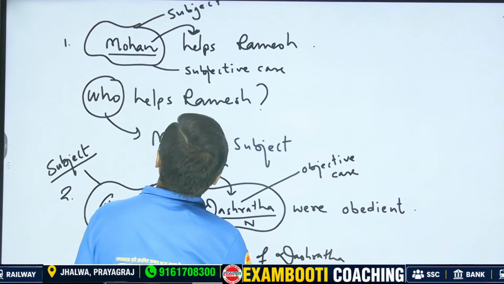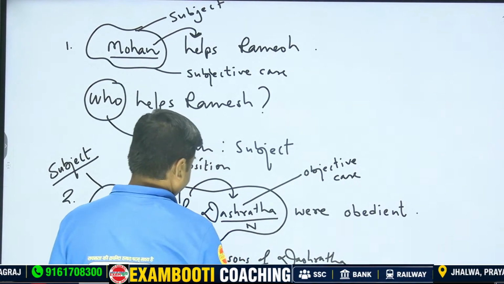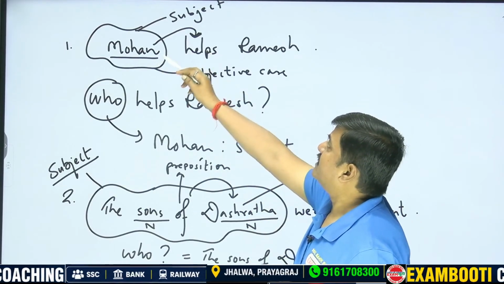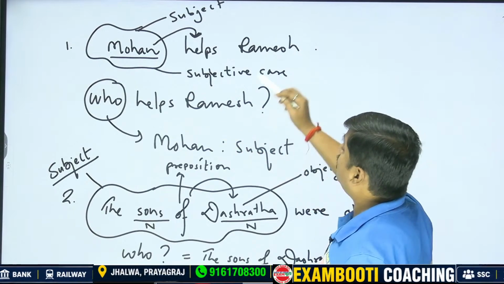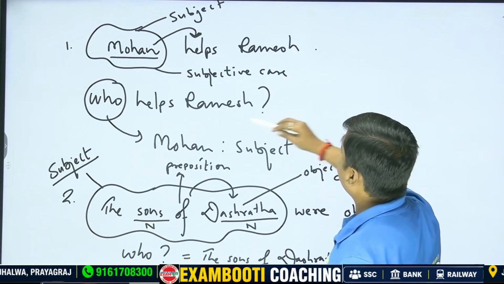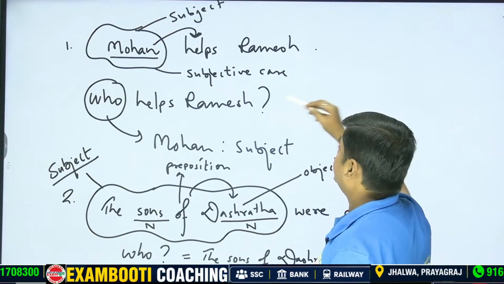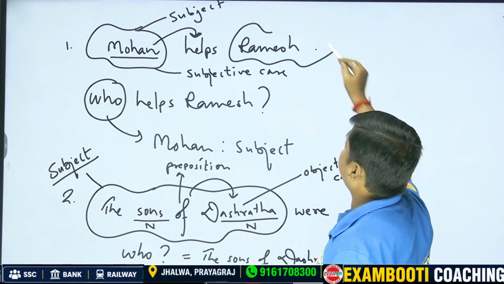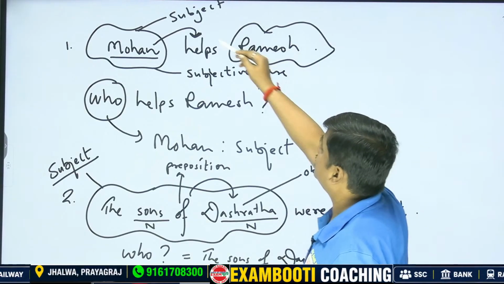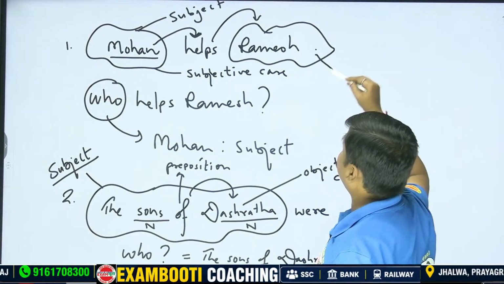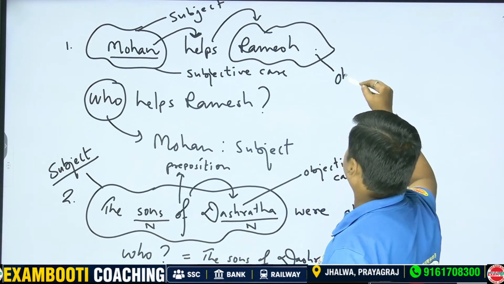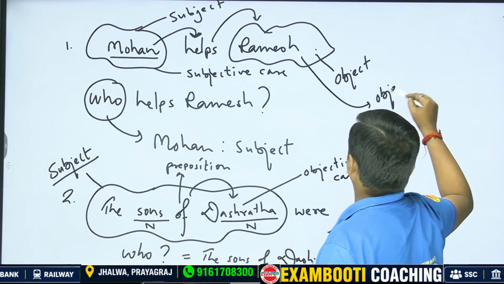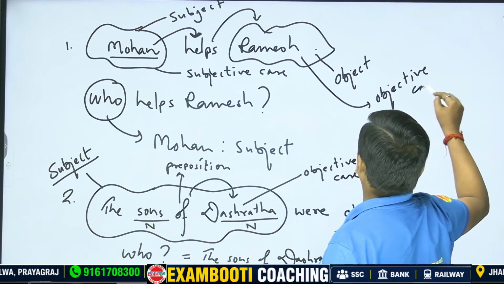first sentence. Who helps? Definitely Ramesh. Ramesh is the subject. This is in subjective case. But whom? Who helps whom? Helps whom? Now you will get the answer. Ramesh. What is Ramesh? Verb. This is the object. So this is the object, and this object means Ramesh is in objective case.